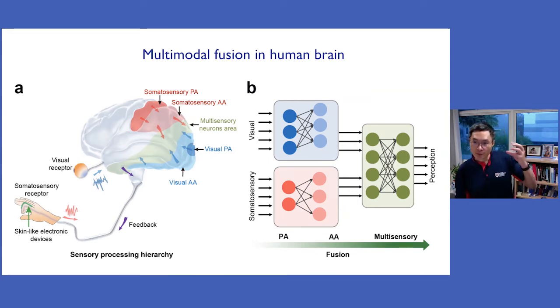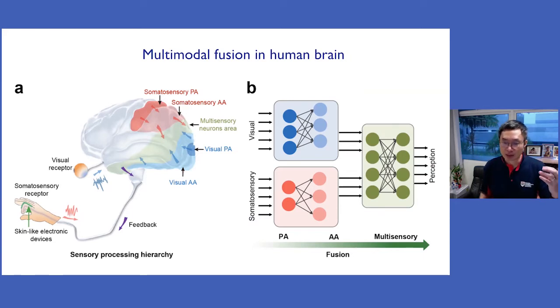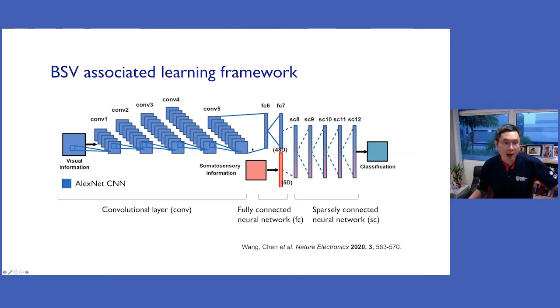We know we can already fabricate strain sensors. We can have a lot of optical sensors. But how do we link them together? Exactly, we learn from here: multimodal fusion. And here we involve machine learning, using AI together. So we developed a so-called bio-inspired somatosensory-vision associated learning framework, two-in-one.